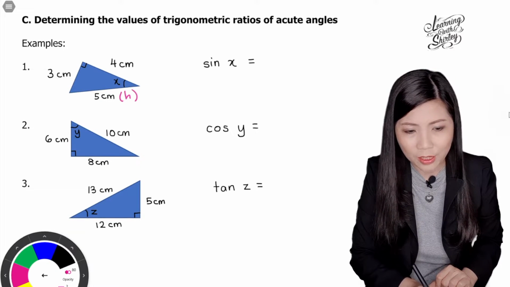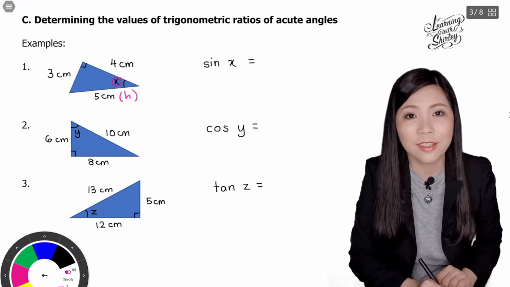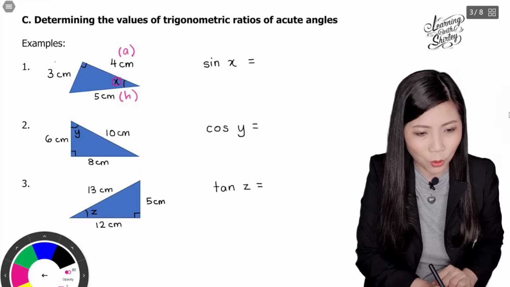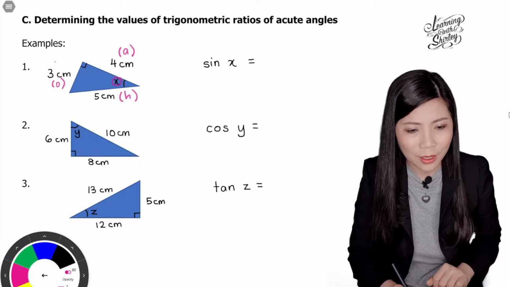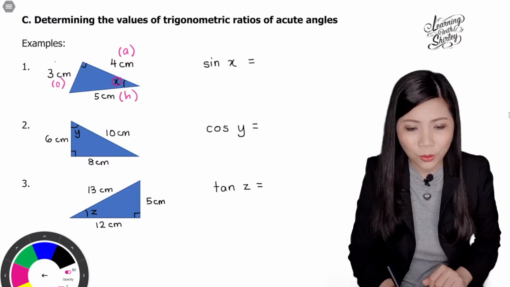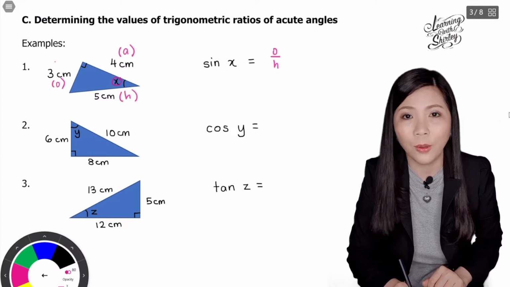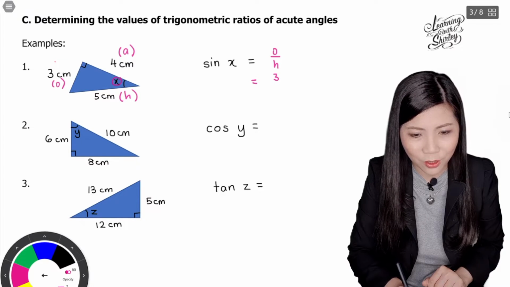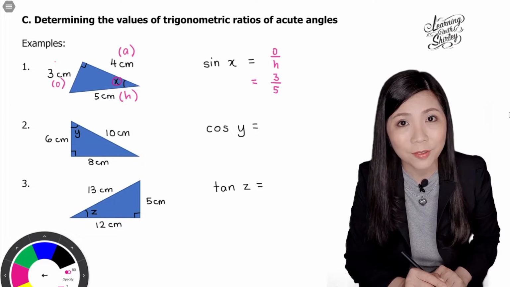And then A will be the adjacent side. Let's look at where is the position of the angle. So this is the angle, okay? So A is over here. Therefore this is O because it's the opposite side. Okay, HAO. After that, we can find the sine x value. So sine is O over H, which we learned just now. O is 3, so it's 3 over H, which is 5. So the value of sine x is 3 over 5.